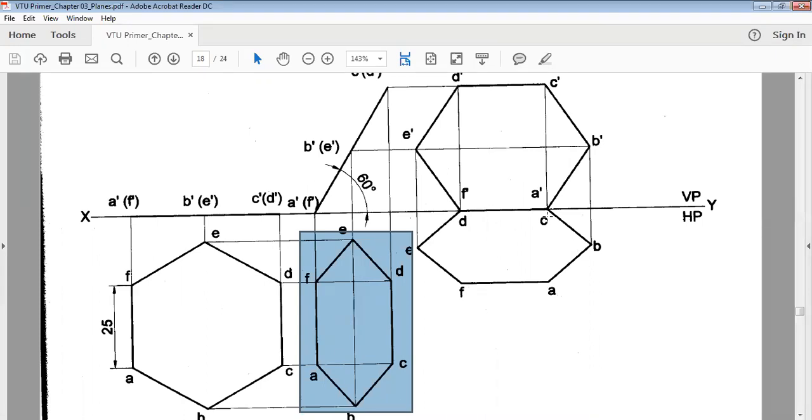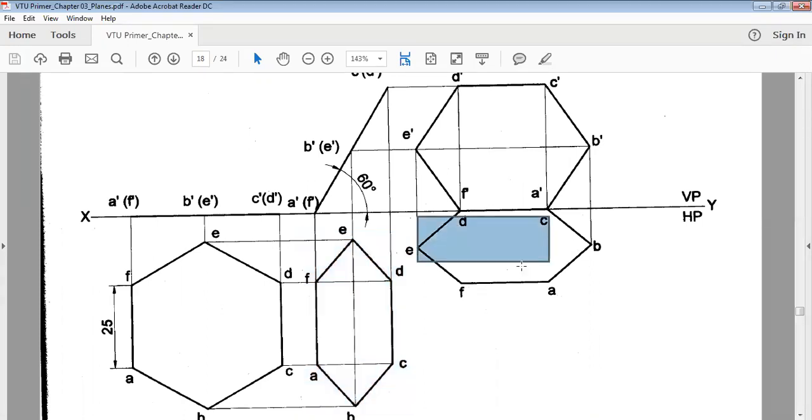If only D and C touch, then F and A, which are already touching HP, remain. F and A are already touching HP. So the only option left to you now is that D and C should touch VP. This also you should see very carefully.